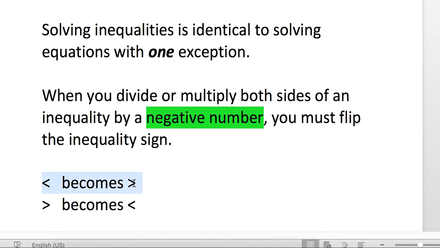So less than becomes greater than, or if this were less than or equal to, it'd become greater than or equal to. Greater than or equal to would become less than or equal to. So we'll see that in action right now.